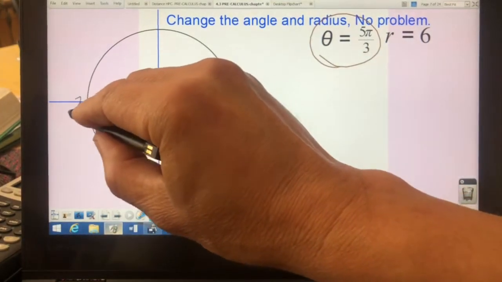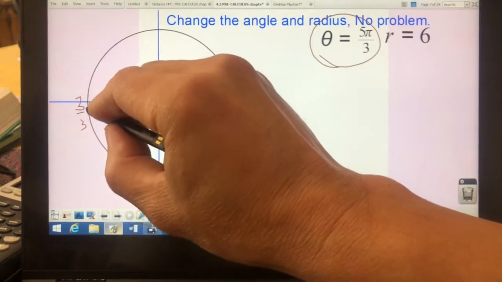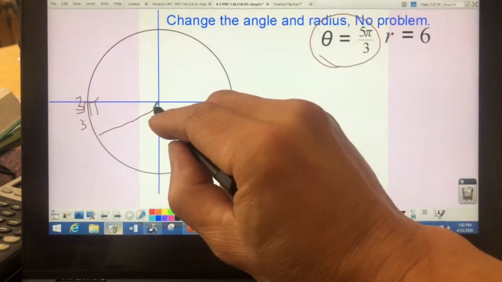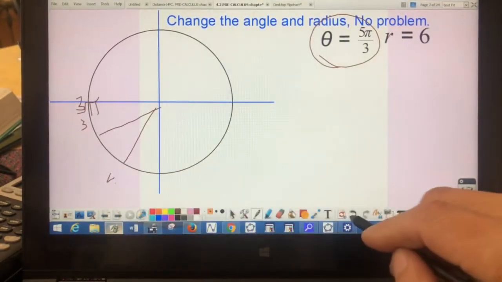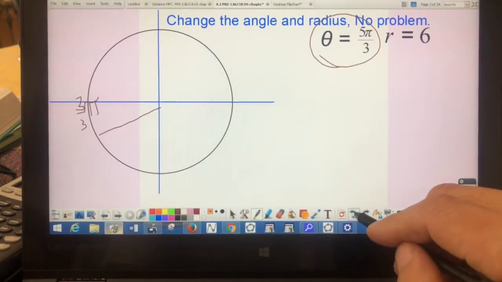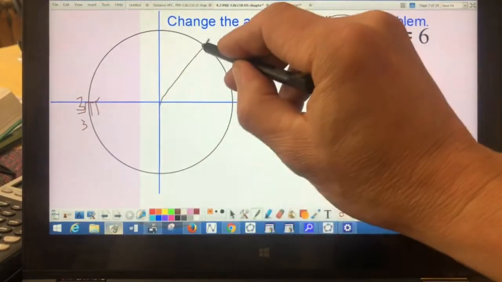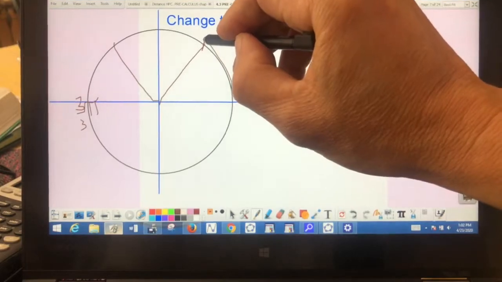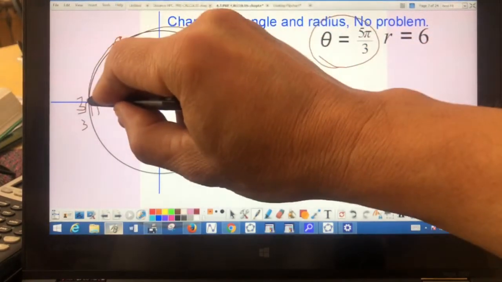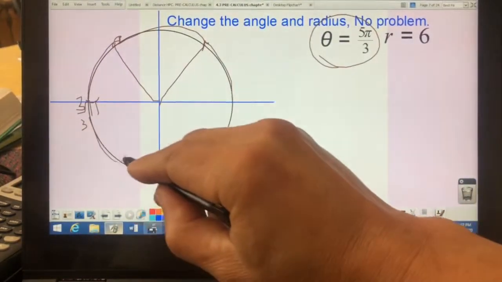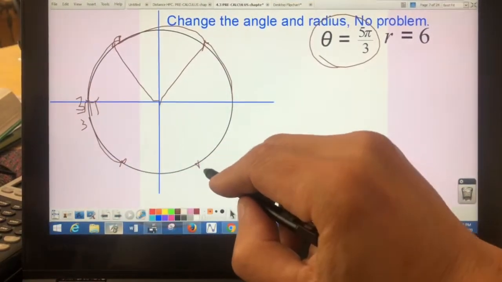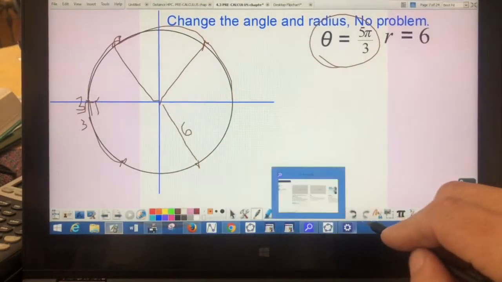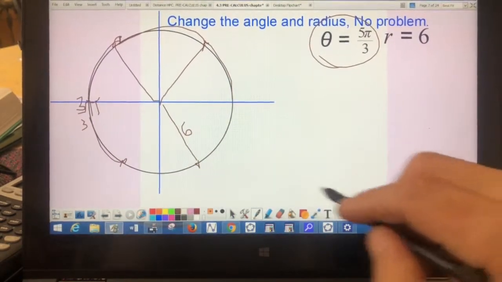So this is 3 over 3 pi. Okay, I'm slow here. So there should be 4 over 3 here. Sorry about that, because you count by a third. So this is 1/3, 2/3 this way, and 3/3, which is 3 over 3. 4/3 should be here, 5/3 should be here. So this length is 6. Okay, so let me reset the board.